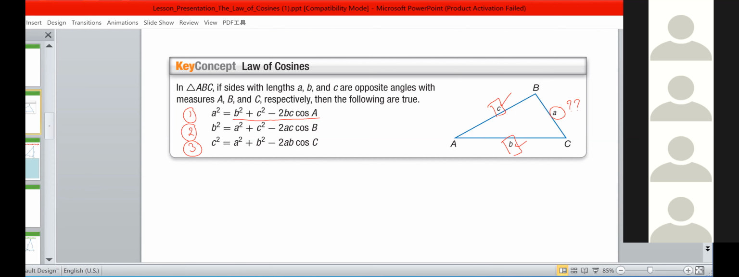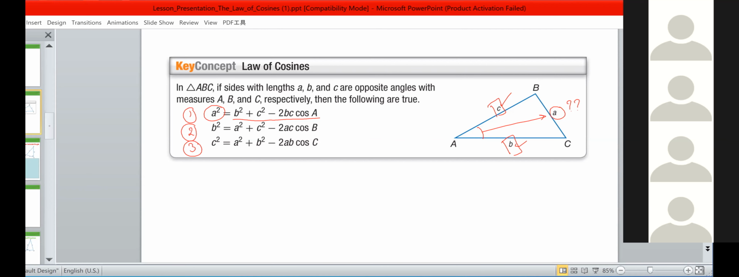So the first rule is talking about if I want to find the length of the side A. Which side is called A? The one opposite to the angle A. So angle A, its opposite is side A, which is BC. So I can write it as A power 2 equal B power 2 plus C power 2 minus 2 BC cosine A. If you have a pen and a paper, you can write the rule.